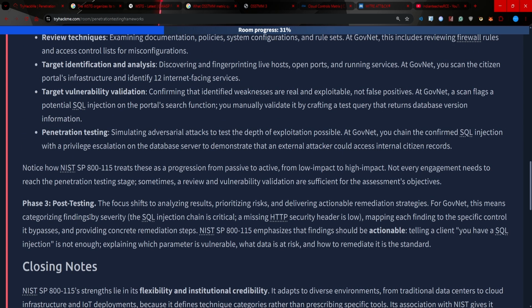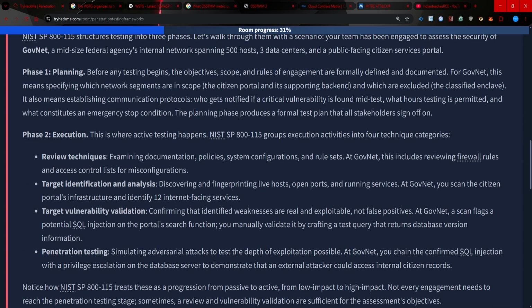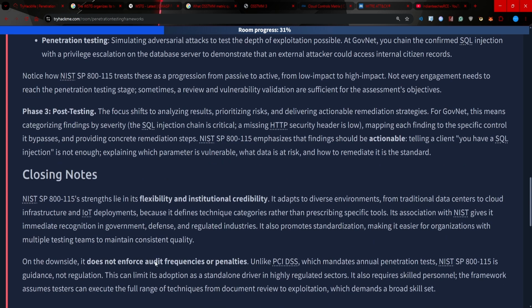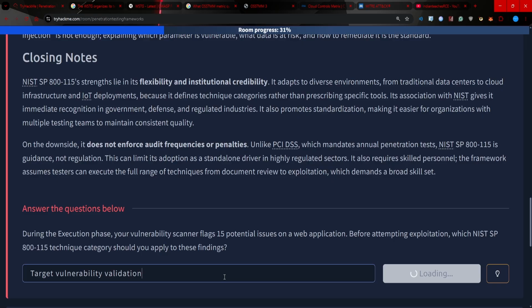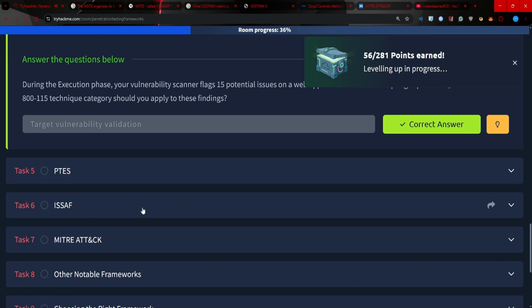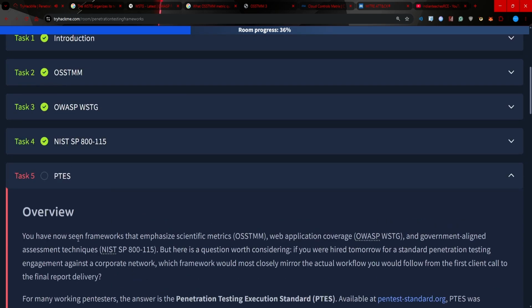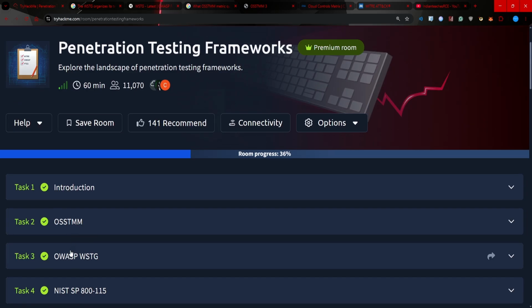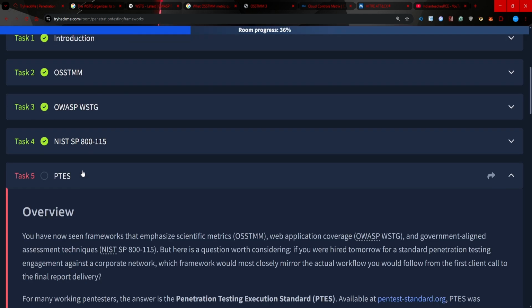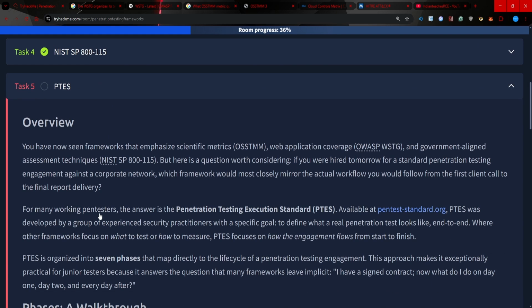This is easy. You're going to target the vulnerability validation. Yeah. Okay, let's go, PTES. Damn, this is a huge one. It's been 32 minutes and we are still reading this non-stop. No issues. Let's see if we can complete this in 60 minutes.